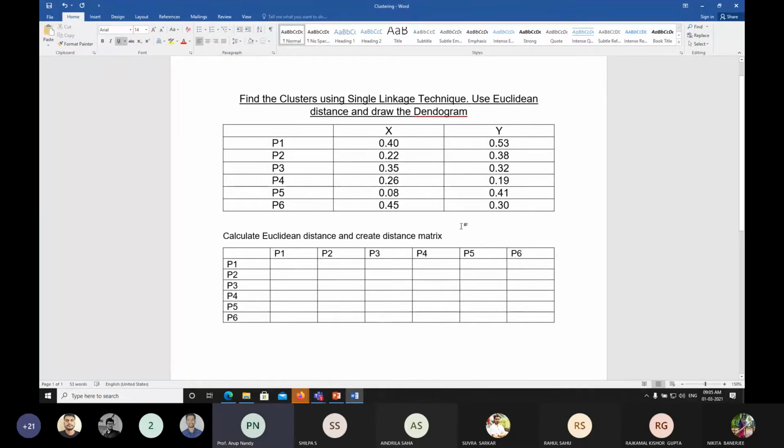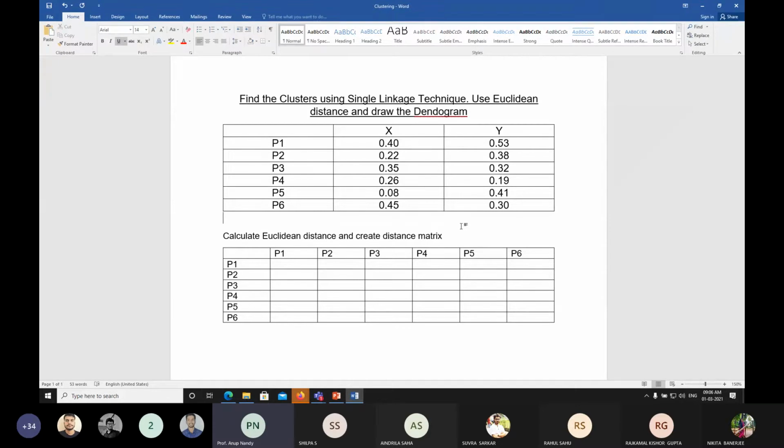Okay. So today we'll see how to draw the dendrogram using the single linkage method. You will have to find the clusters using the single linkage technique, use the Euclidean distance, and draw the dendrogram. So what is a dendrogram? I already explained that. It is a tree-like structure which represents the hierarchical technique.